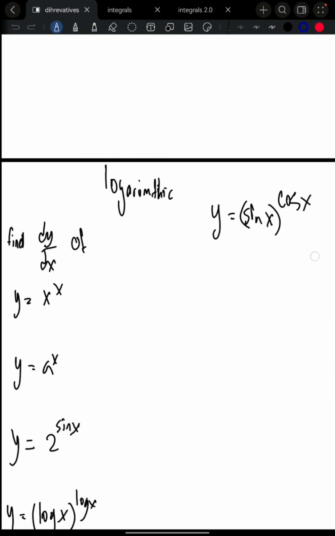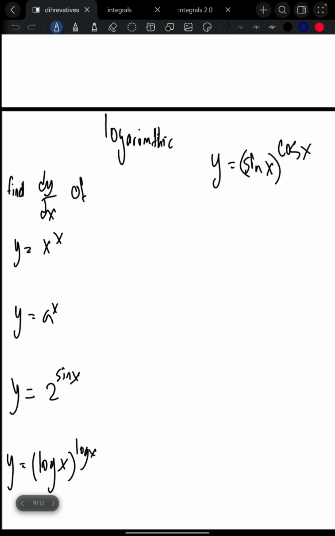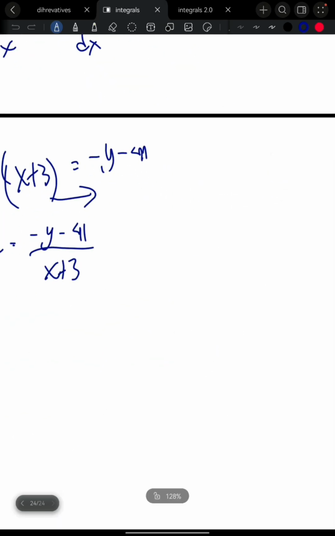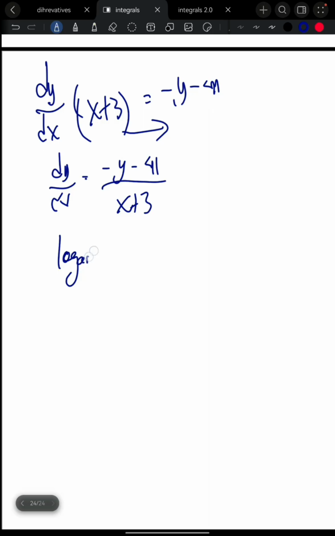This is my favorite one. Basically, logarithms. Let's say you have ln. When I say ln of x, this is just log base e of x. Let's say you want to find the derivative of ln of x.